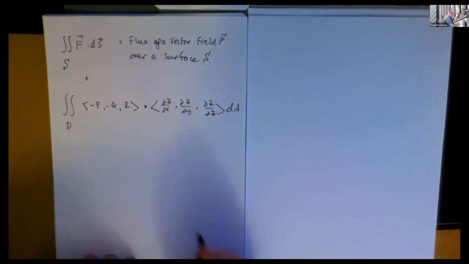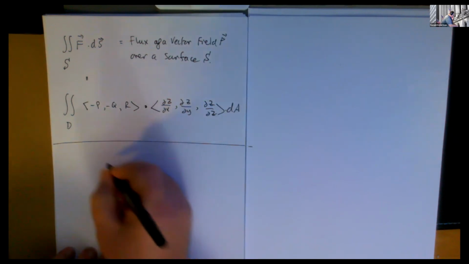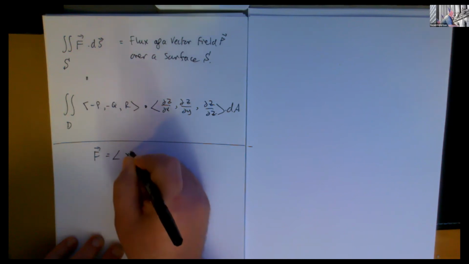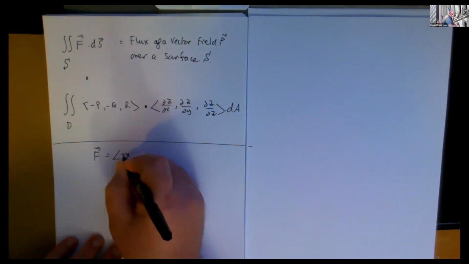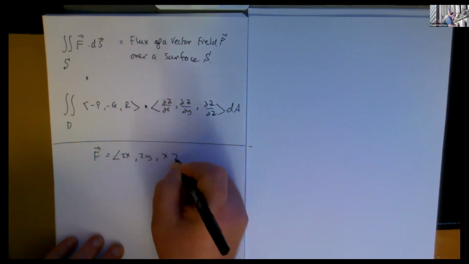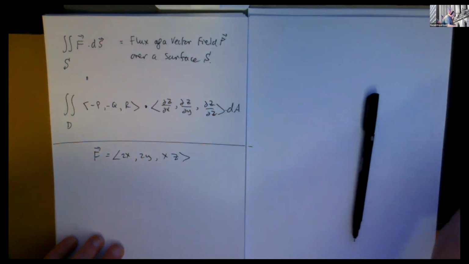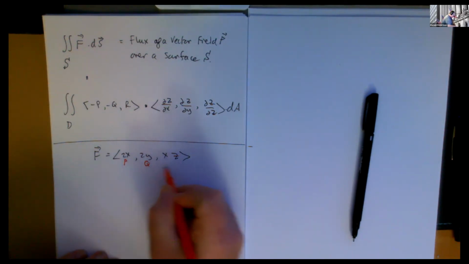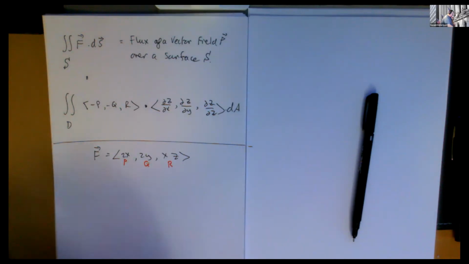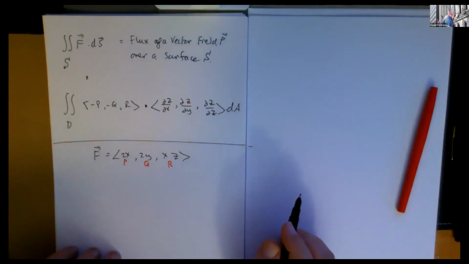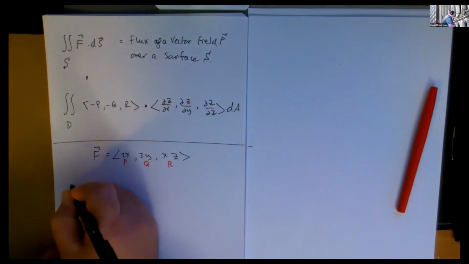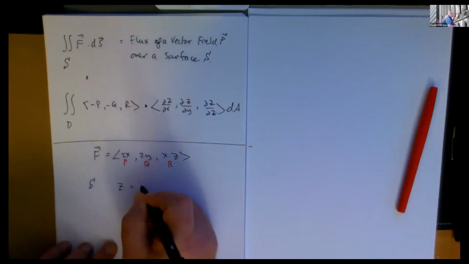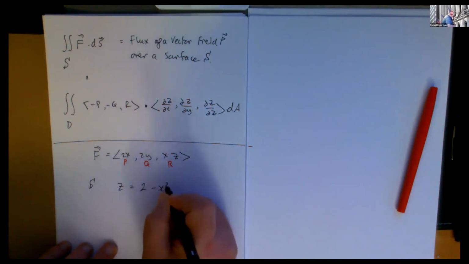So we need some details, some flesh on this. Can you imagine that you have a vector field and it's called, what have I called it? 2x, comma, 2y, comma, xz. The guy that's called P is this fella, the guy that's called Q is this guy, and the guy that's called R is that guy. Okay. And the surface S is being described by z equals 2 take away x squared, take away y squared.